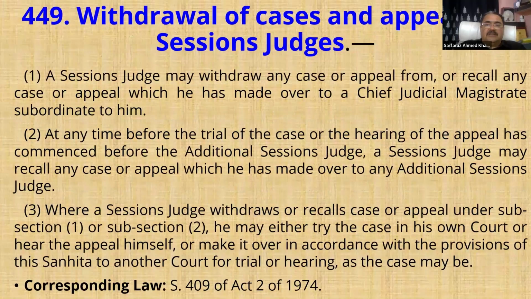449, withdrawal of cases and appeal by session judge. So the session judge may withdraw any case or appeal from, or recall any case or appeal which he has made over to, the CJM or any court subordinate to him, at any time before the trial of the case or the hearing of the appeal has commenced. The session judge may also recall any case or appeal which he has made over to an additional session judge. So remember, the session judge is the head of the session division. If he transfers a case to one session judge, he can withdraw it and assign it to another session judge. He might have transferred a case to the CJM; he can withdraw it and assign it to other persons. So that power he exercises.